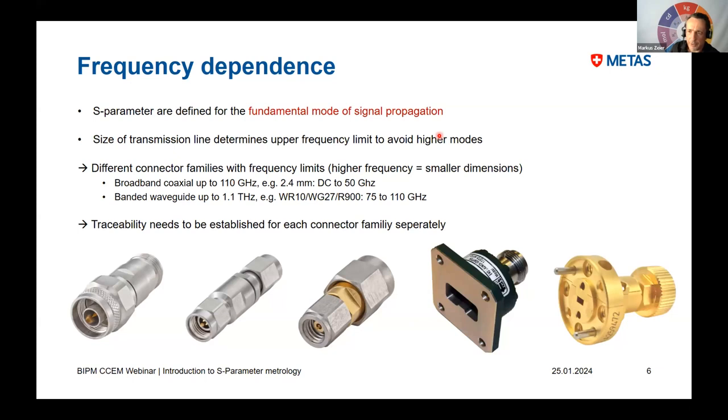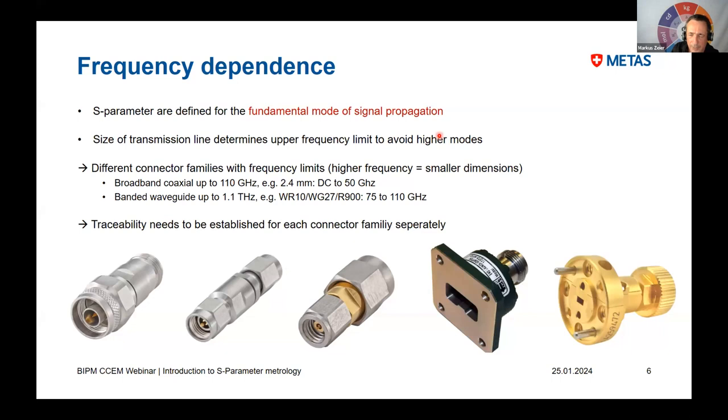So, for example, for broadband coaxial measurements, we have connectors up to 110 gigahertz up to now, where we have traceability, I should say. That's a 1 millimeter connector, but there are other types there, like 7 millimeter up to 18 gigahertz, or 2.4 millimeter up to 50 gigahertz, and so on. So there's a whole range of families.